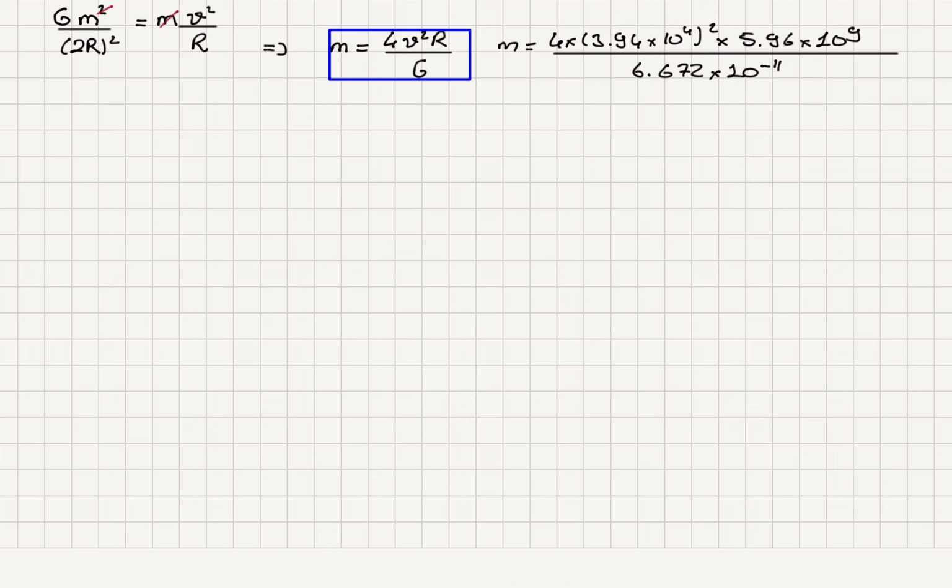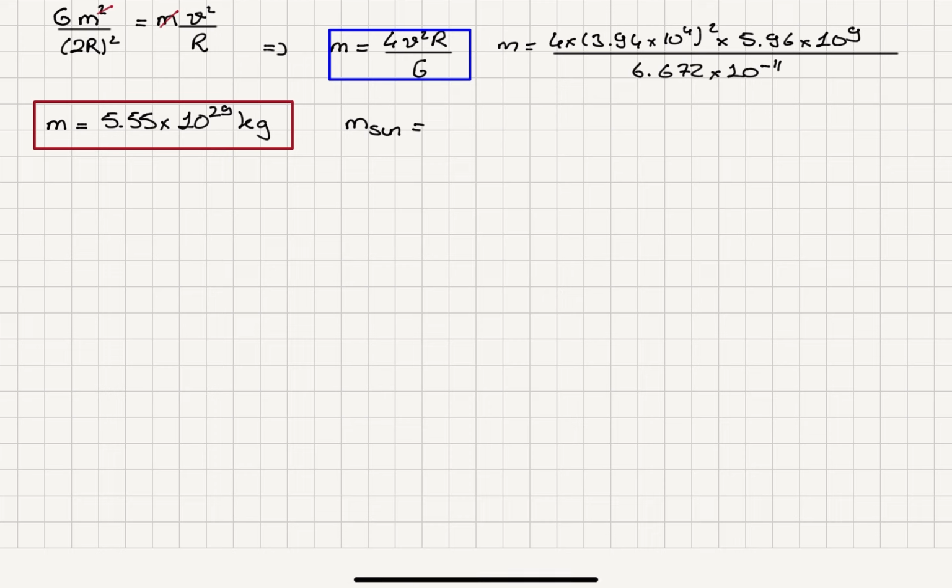So this gives me a value for the mass of one of these stars to be 5.55 times 10 to the 29 kilograms. And I'm supposed to compare it to the mass of the sun. The mass of the sun is known to be 1.99 times 10 to the 30 kilograms. So I find that the mass of one of these stars is 0.279 times the mass of the sun.